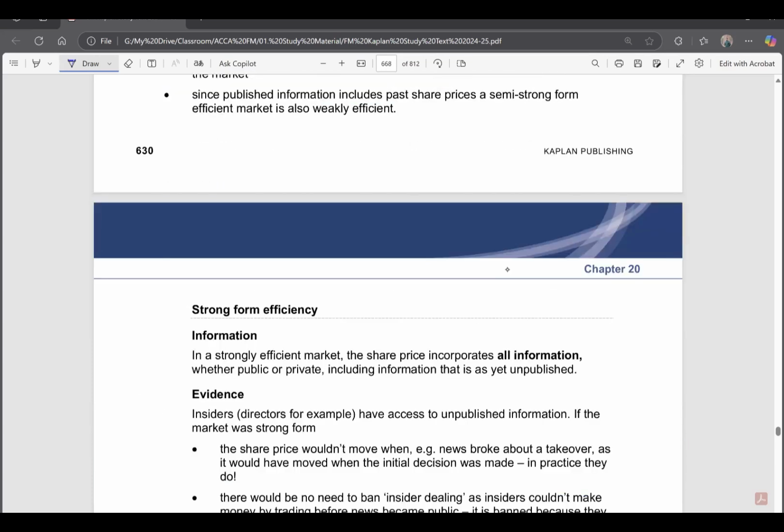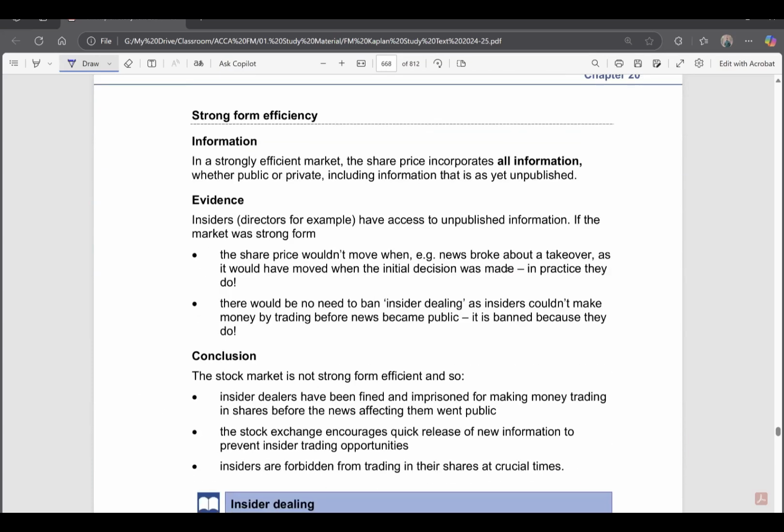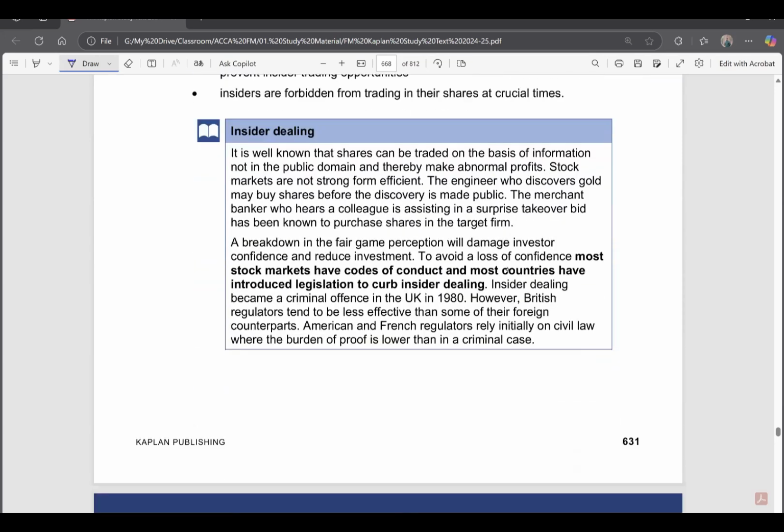And lastly, we have strong form efficiency, where we believe that the market knows everything about the company, even the insider information or private information as well. Directors have the insider information, but they cannot exploit it. We discussed this in our last session as well.